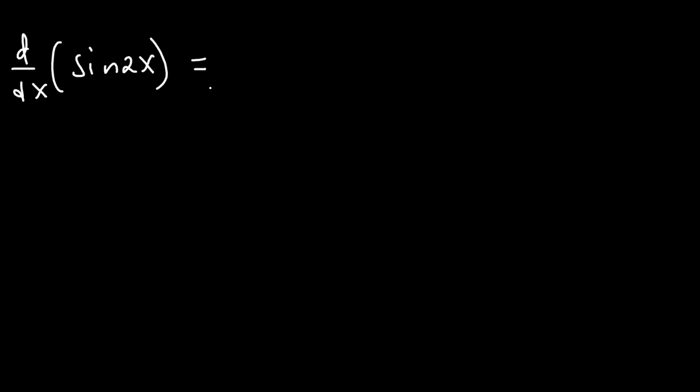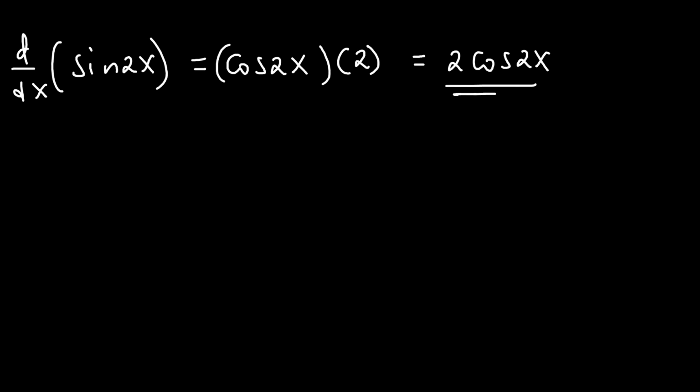This will be equal to, we know that when we differentiate sine, we get cosine. So we shall write cosine 2x. And then we shall multiply this by the derivative of the angle. Our angle is 2x. When you differentiate 2x, you get 2. So we shall multiply this by 2. And so our final answer will be 2 times cosine 2x.